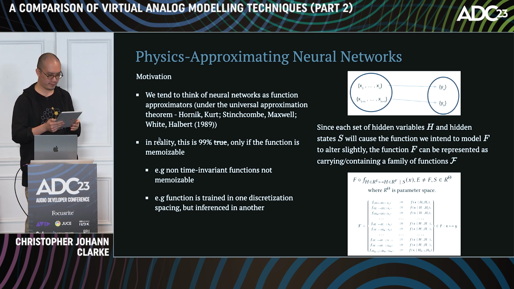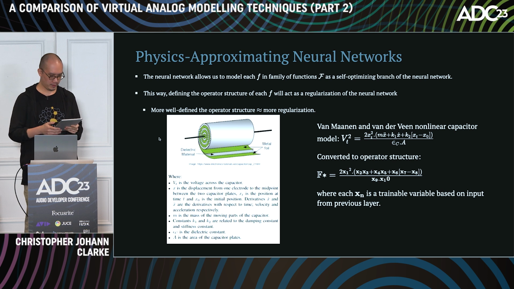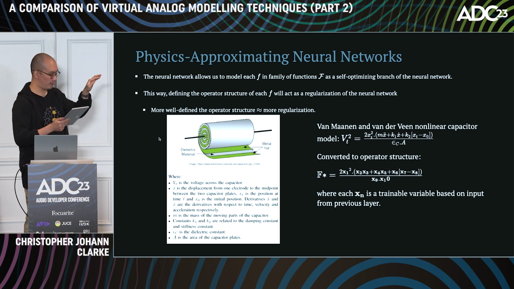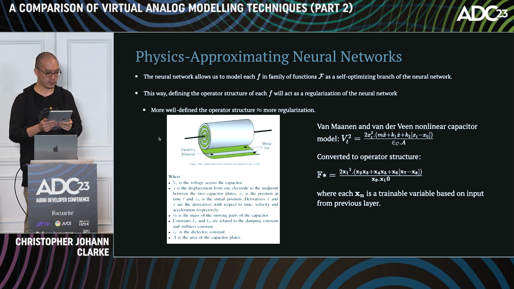Instead, we can imagine an extremely nonlinear function as a function carrying a family of functions. I'll call it mathcal f. And this family of functions contains individual functions, small f, that are dependent on hidden variables and states. So what neural networks allow us to do is model each small function f in the family of functions as a self-optimizing branch of the neural network. This way, the definition of the operator structure will act as a regularization of the neural network, meaning that better operator structures will result in more regularization, increasing the likelihood of convergent search.